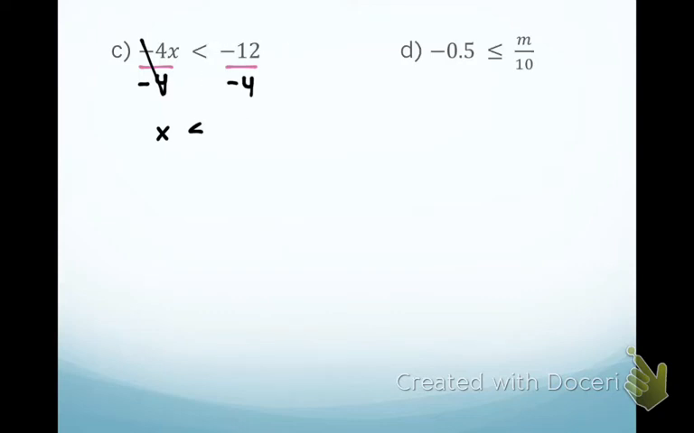What is 12 divided by 4? 3. Do I need to flip the symbol? Yes. Everybody read me what you wrote in red at the top of our notes. Go ahead. Did we multiply or divide by a negative number on both sides? Yes, look right here, guys. We divided by negative 4 on both sides. So what do I need to do? I have to flip the symbol. Now instead it's going to say x is greater than 3.